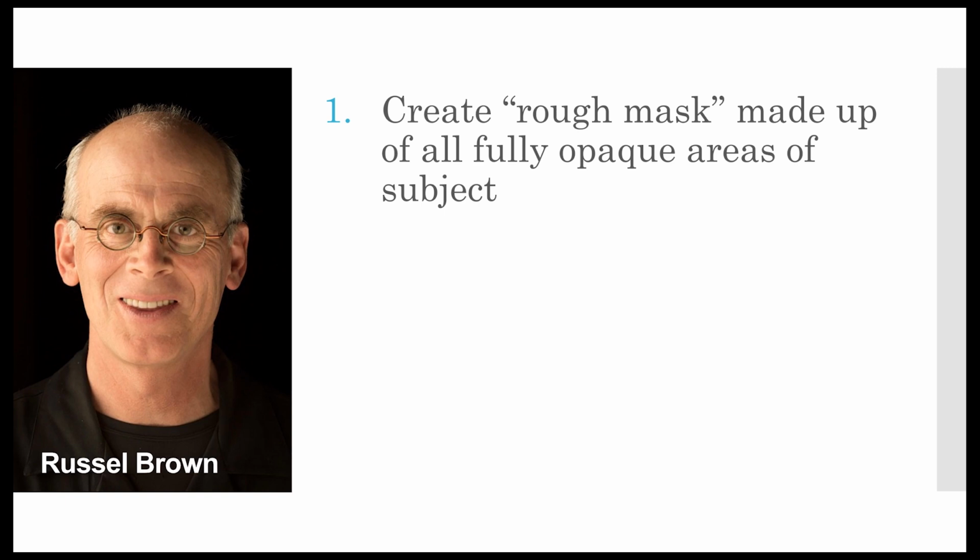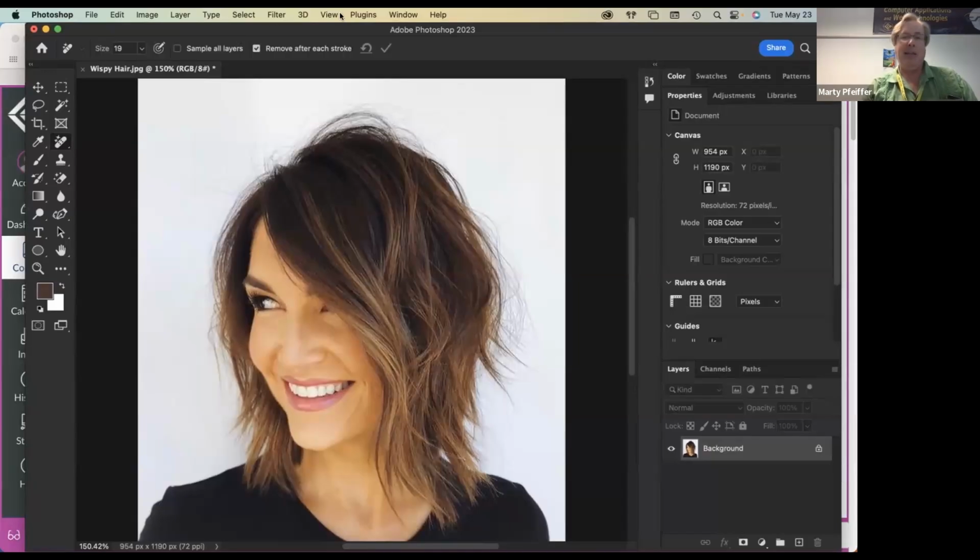So the first step is to create a rough mask made up of all fully opaque areas of the subject. And this will probably look weird when you get to the hair. So don't worry about that. Just make sure that you're only selecting areas that don't have any of the background showing through the hair. Okay. So basically, this is like the best image that you could hope for trying to remove a subject from the background. And let's just go through how to do this step by step. We'll go slowly. First step is we want to create that rough mask.